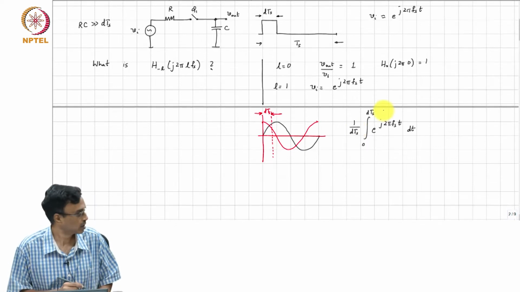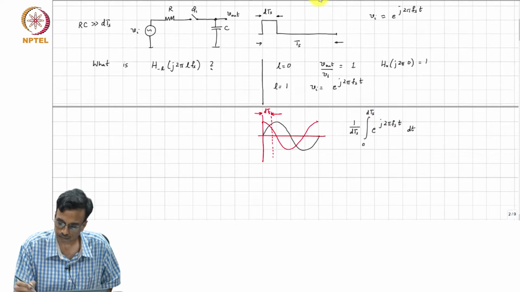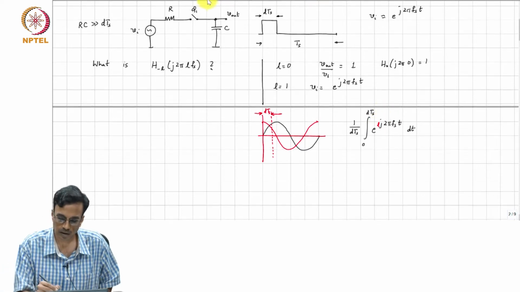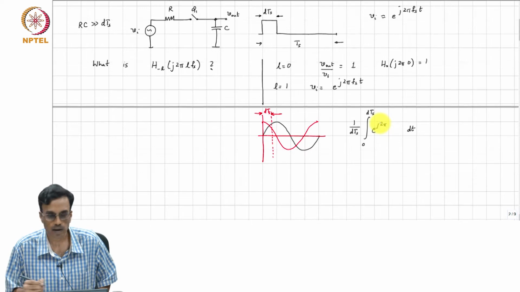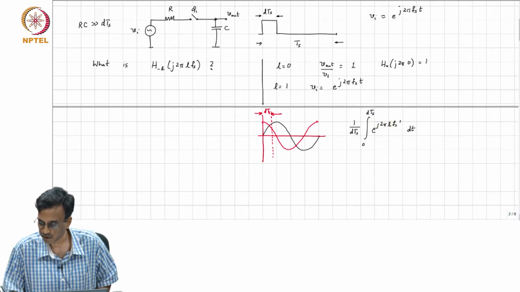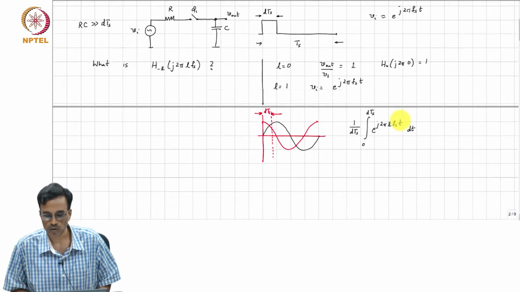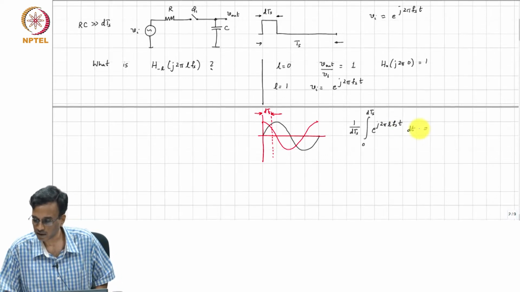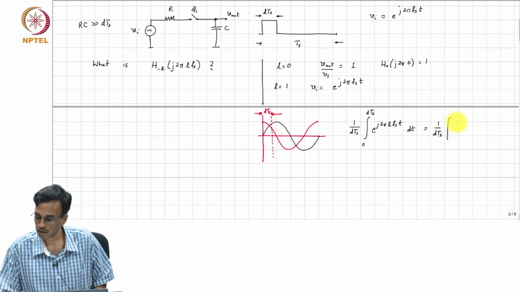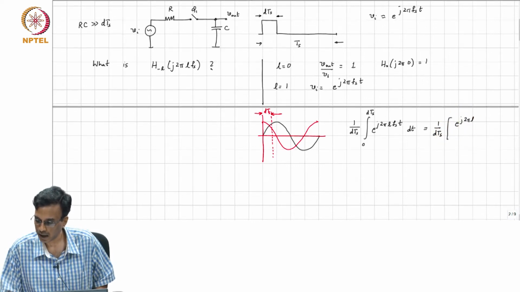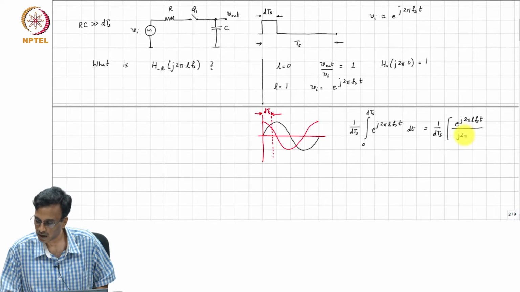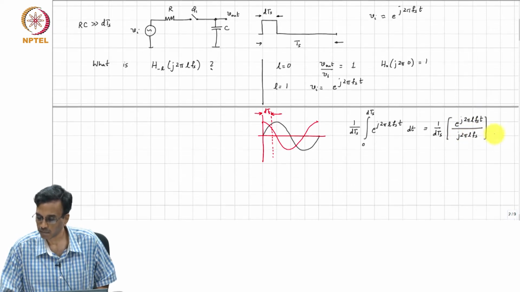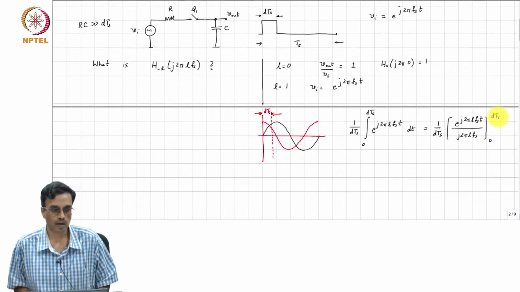And if the input frequency is not Fs, but L times Fs, well, you just integrate e to the j 2 pi L Fs times t dt from 0 to DTs, and this is nothing but 1 over DTs times e to the j 2 pi L Fs times t divided by j 2 pi L Fs, and this is evaluated from 0 to DTs, correct.